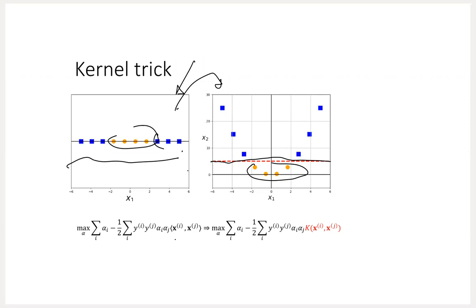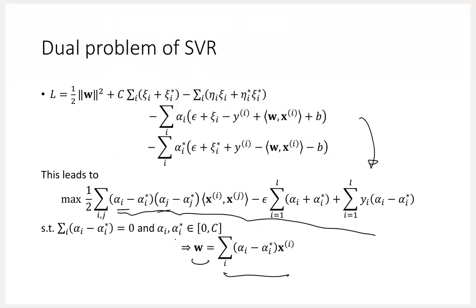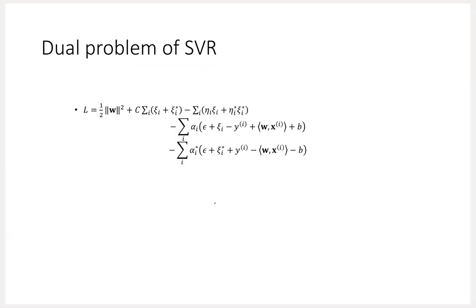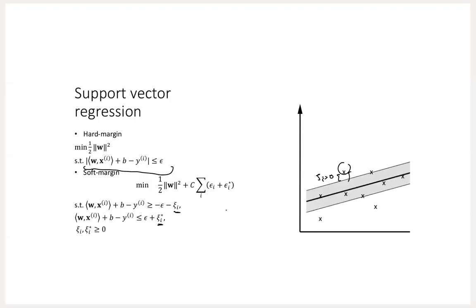Note that in both the support vector machine and the support vector regression formulations, the involvement of the data point x only requires the inner product of x, rather than using x directly. This is true for support vector regression and also for support vector machine.